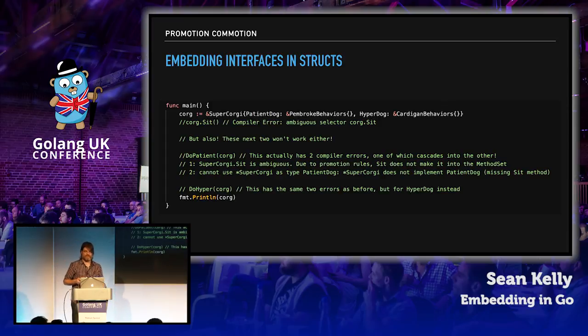So if you want to go down this road of embedding interfaces to define abstract behaviors and not concrete behaviors, you need to be a little bit more careful and a little bit more selective of what you choose to embed. Because at the end of the day, you could end up with something that doesn't implement any of the interfaces, no matter how hard you tried.